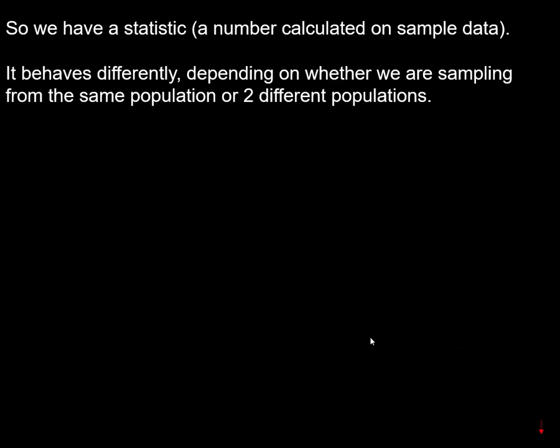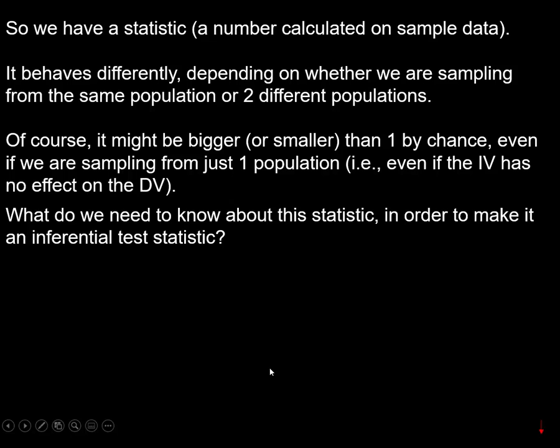So now we have a statistic. Remember, that's just a number calculated on sample data, and it behaves differently depending on whether we're sampling from the same population or two different populations. If we're sampling from the same population, then we expect it to be close to 1, and to just randomly vary around 1, because we just have two estimates of the same population parameter. But if we're sampling from two different populations, then we expect this ratio to become larger than 1 systematically the further apart these populations are, because the difference in the populations is an added source of variability.